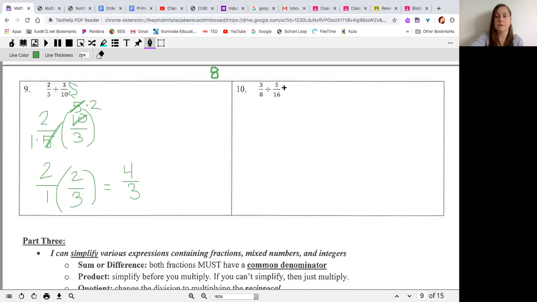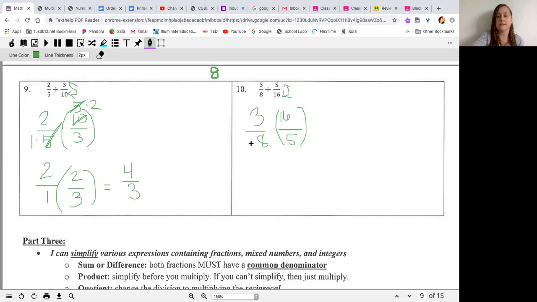Okay, so I am switching 5 and 16. I rewrite 3 over 8. The division sign becomes times, because I'm turning it into a multiplication problem to help it be easier to solve. Over 5. Okay, 3 does not go into 5. They are both prime numbers. They are as small as they can get.